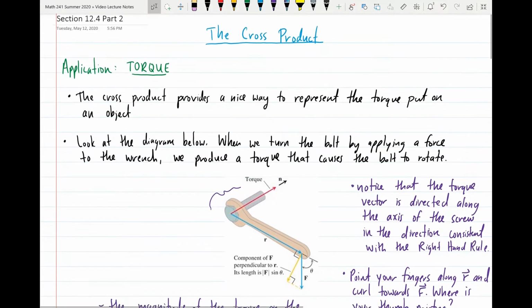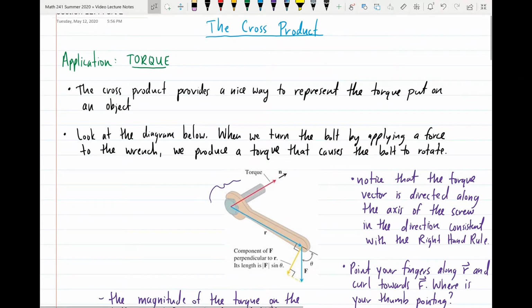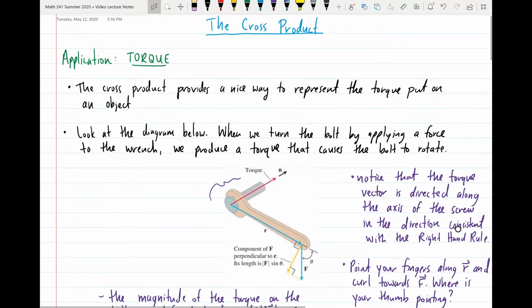Okay, so let's move into an application of the cross product. We're going to start with an application to physics, specifically torque. So remember that for the dot product we had an application to work, which is a concept inside of physics. The cross product will have an application for torque.